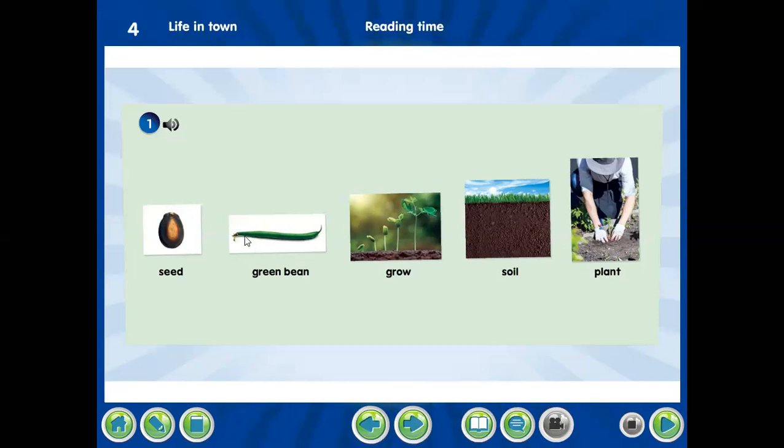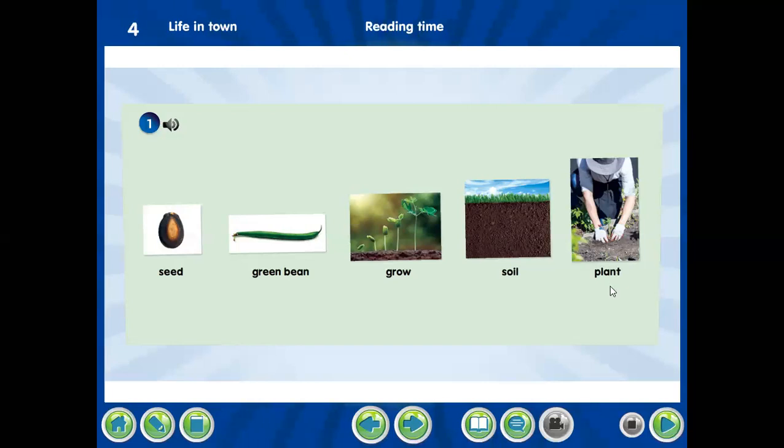Green bean. Green bean is this vegetable. Okay, this vegetable. Grow. Grow is the process. This is small, then grows, grow, grow, and continues growing until it becomes a plant. That is grow. Okay, it's an action. Soil. Soil is the place where the plants grow. The earth, the ground. The Spanish means sustrato. Okay, that is soil.